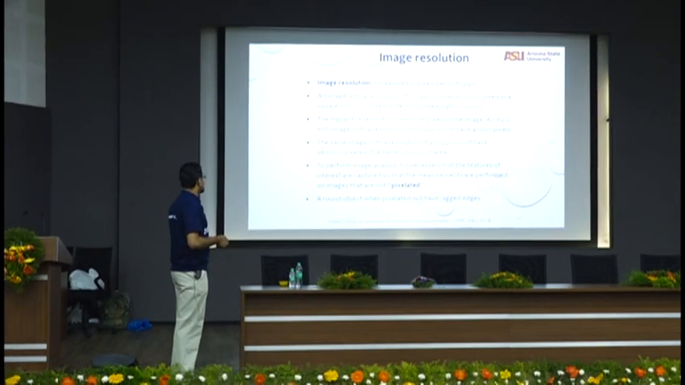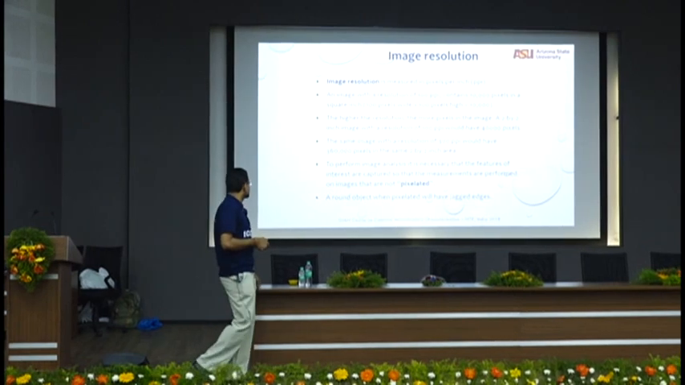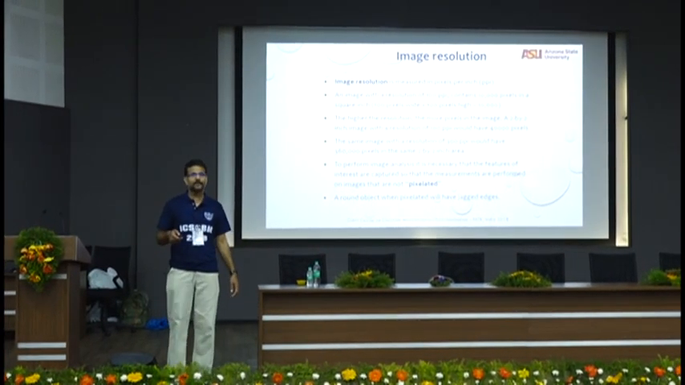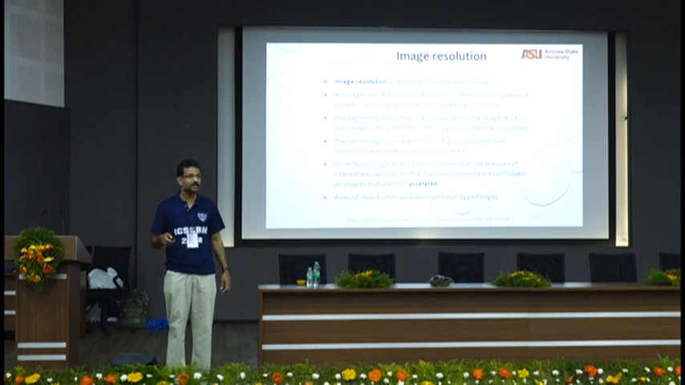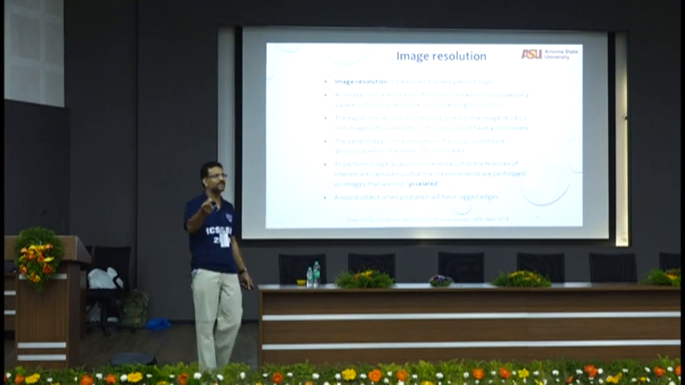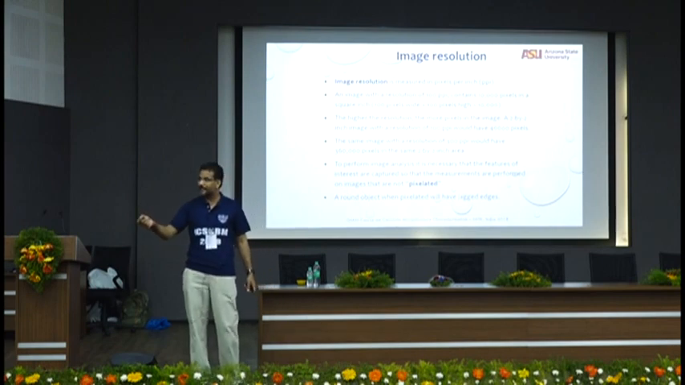To perform image analysis, it's necessary that the features of interest are captured so that the measurements are performed on images that are not pixelated. Does any of you have an old cathode ray television that you have seen in your houses, an old CRT television? When the cathode ray tube starts to die off, you will see squares in your TV. Those are the pixels, and you can tell the TV manufacturer exactly what their resolution was if you measure the pixel size, right? Do you want those pixelations?